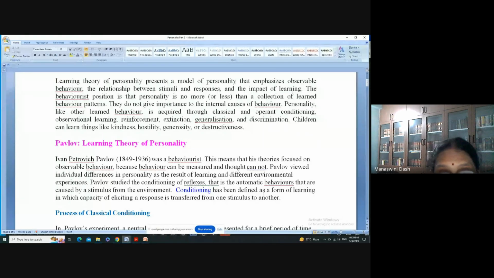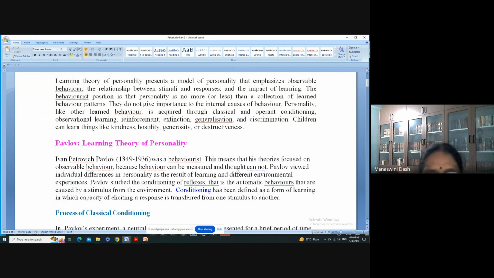Let us discuss Pavlov's learning theory of personality. Pavlov, we know as a behaviorist, his theory also focused on observable behavior. Behaviorists argue that behavior can be measured, but we cannot measure thought. So observable behavior is important. And Pavlov viewed individual differences in personality as the result of learning and different environmental experiences. That means experiences with regard to reinforcement.